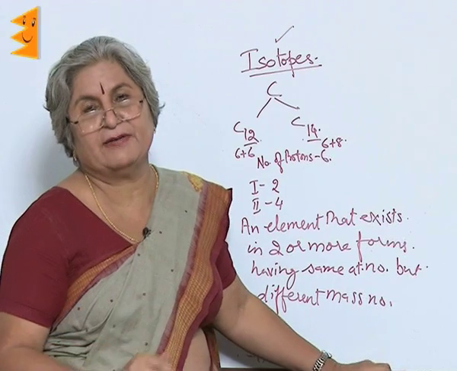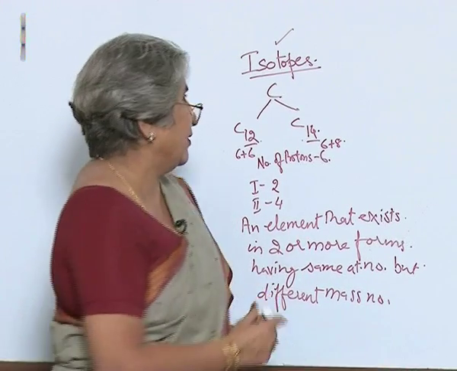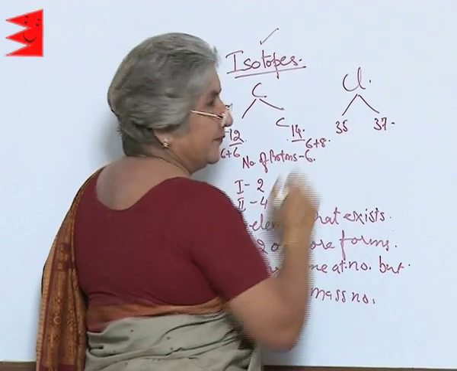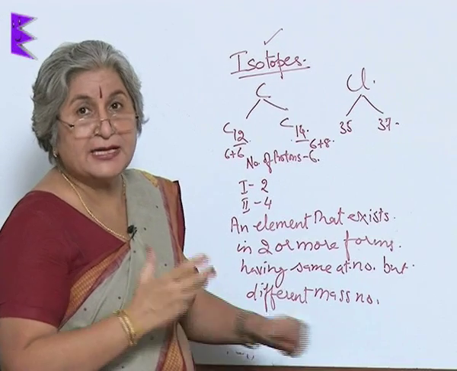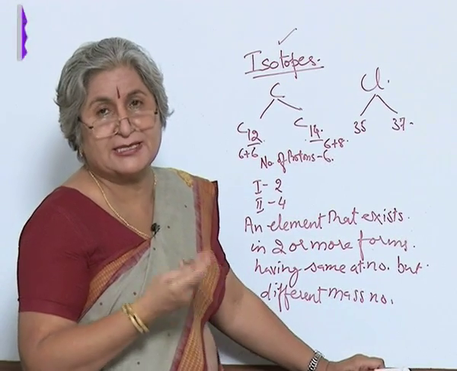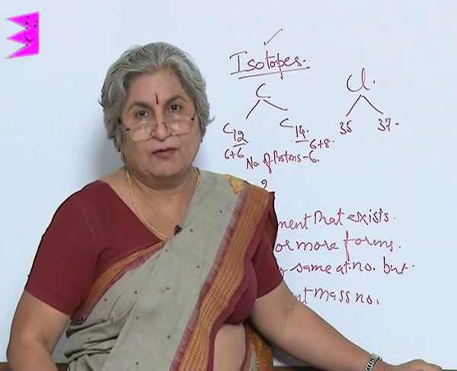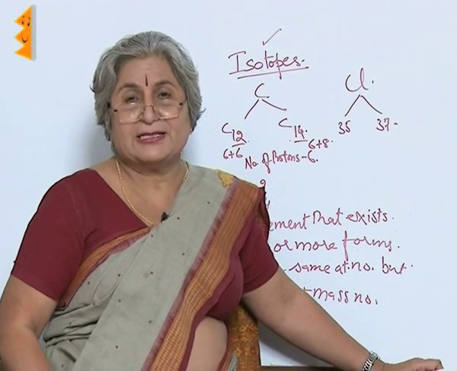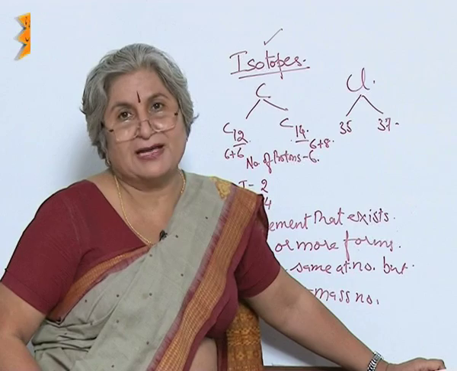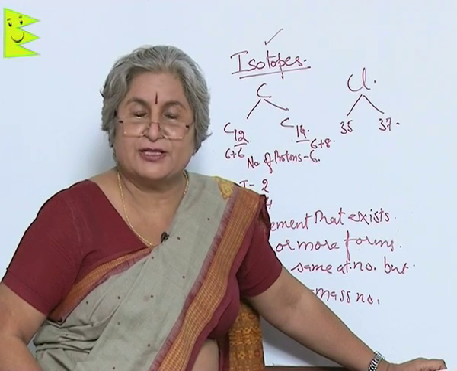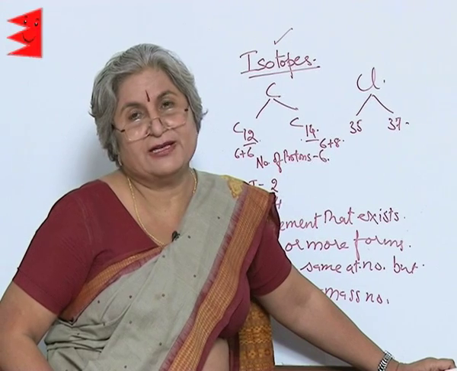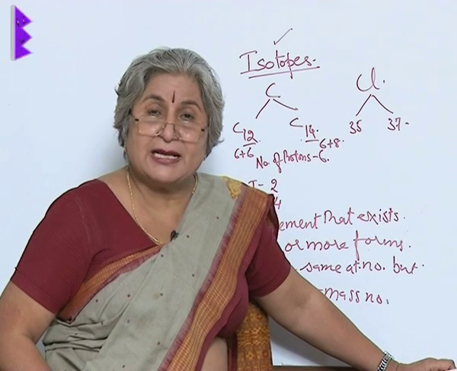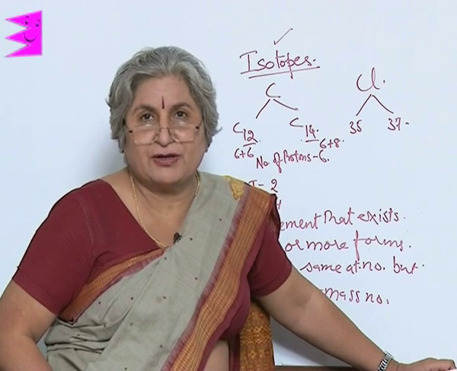We see this phenomenon even in chlorine. In the case of chlorine, it exists in two forms, 35 and 37. Even hydrogen exists in 3 isotopic forms. The atomic number is always 1. First is protium, in which the atomic mass number is 1, then deuterium, in which it is 2, and then tritium, in which it is 3. So hydrogen exists in 3 forms, but in all the cases their properties do not change because the electron number is the same.